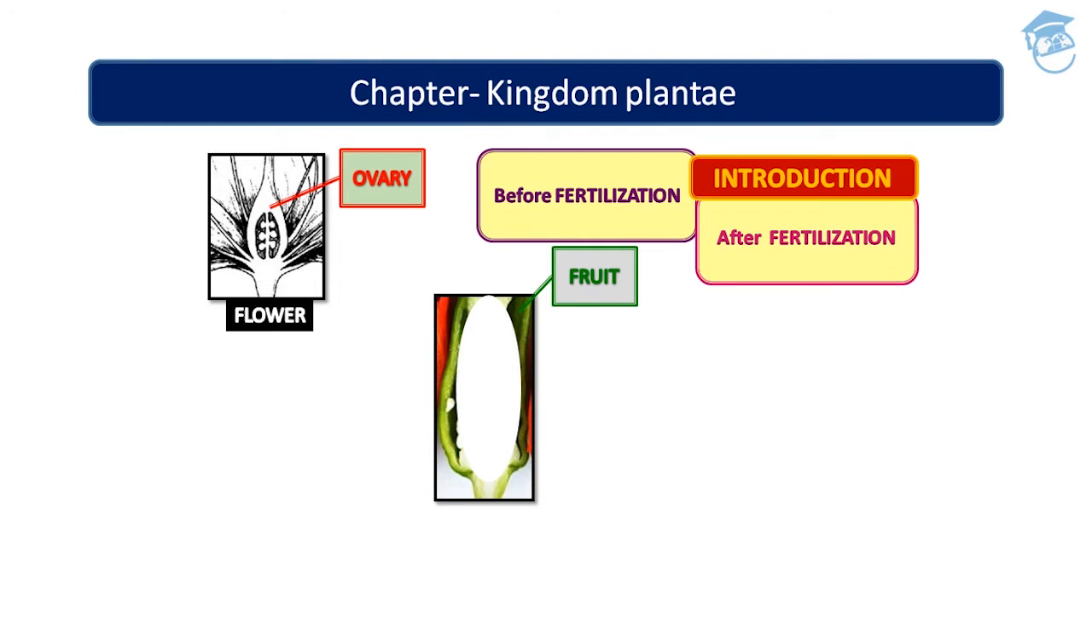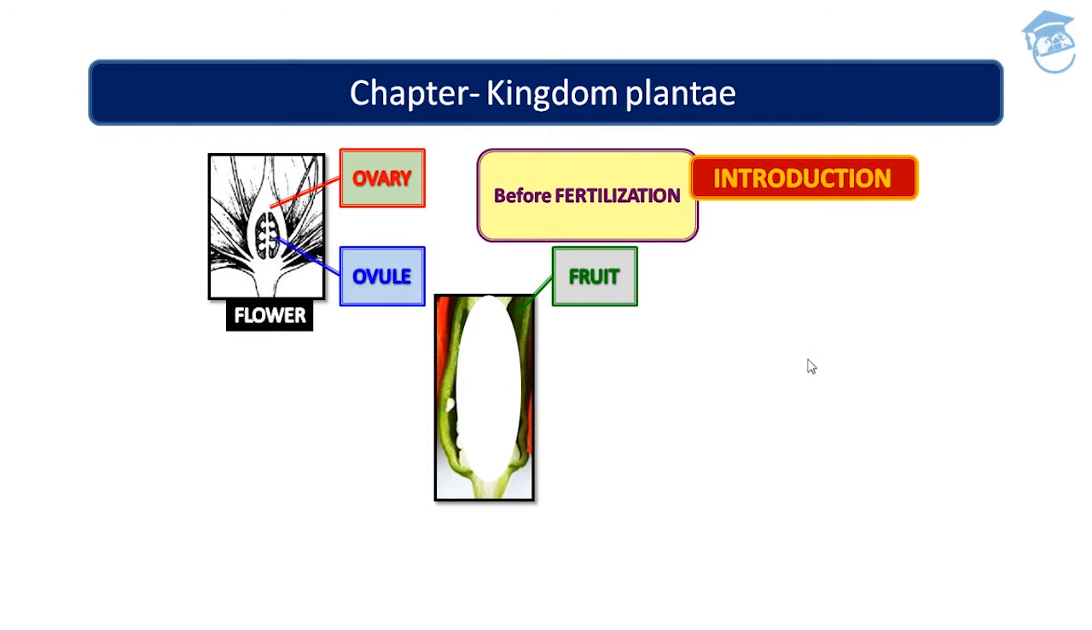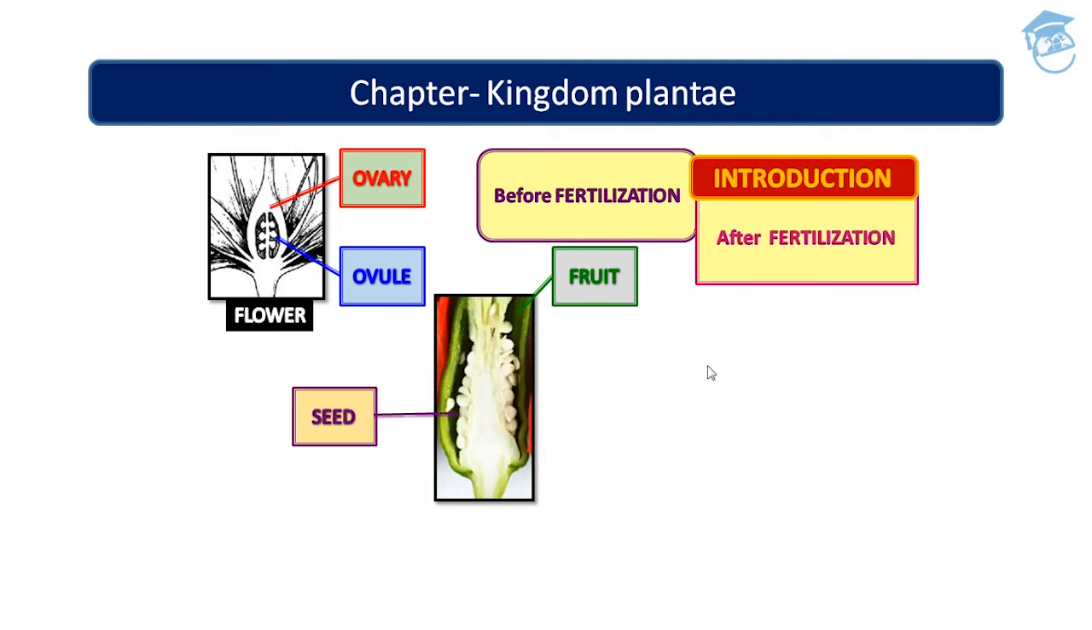Okay. So before fertilization, this is a simple ovary, but after fertilization, it gets converted into fruit. So the ovary gets converted into fruit just after fertilization in angiosperms. See, this is before fertilization, the ovules. See, these 6 are ovules, and after fertilization, they get converted into seeds. See, this is a seed. So that means the ovary gets converted into fruit after fertilization and the ovule gets converted into seed after fertilization. I hope it is clear to you now.